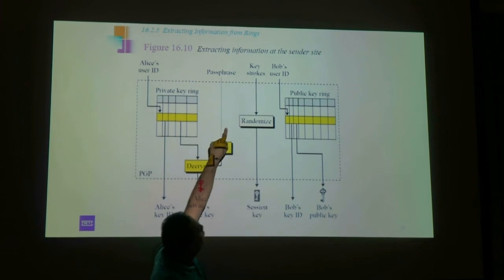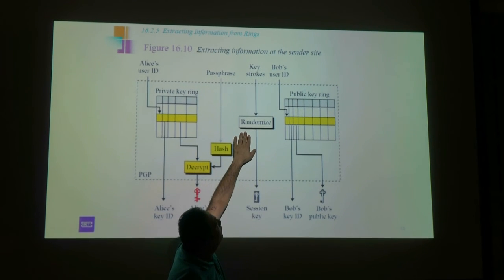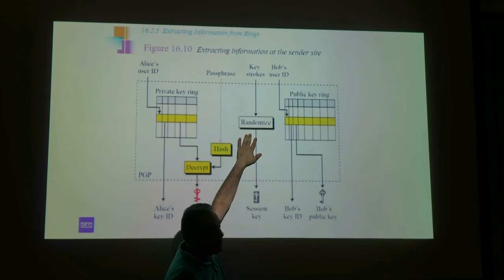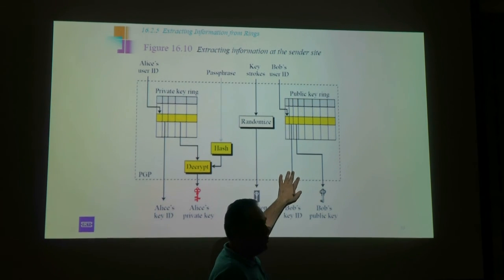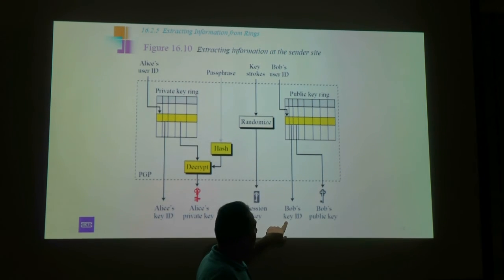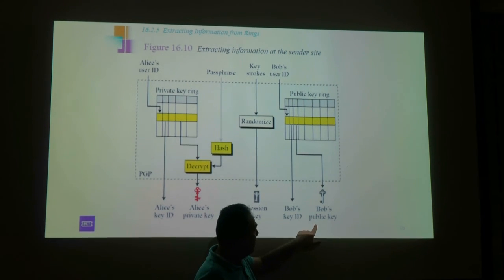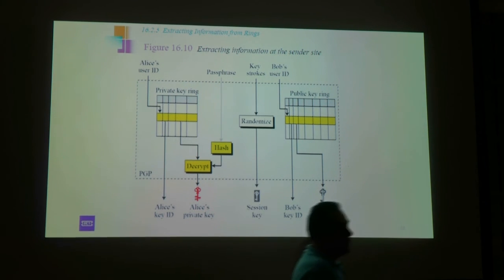Now you have to generate the session key. How do you generate the session key? Using a randomized system. And now you need to get information from the public ring. What are you going to get from the public ring? The public key of Bob. So you get Bob's key ID and Bob's public key. That's at the sender.